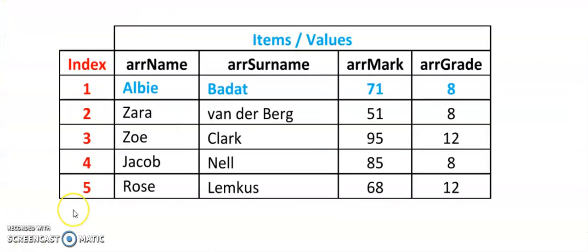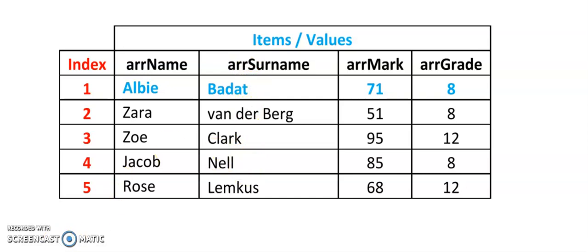Now let's have a look at arrays. So we mostly make use of what is called parallel arrays. So we have array name, array surname, array mark, and array grade. And what is unique about our arrays is that they can hold more than one item or value at a time. So we will have in array name a whole bunch of names stored, and in array surname a whole bunch of surnames, and so on.